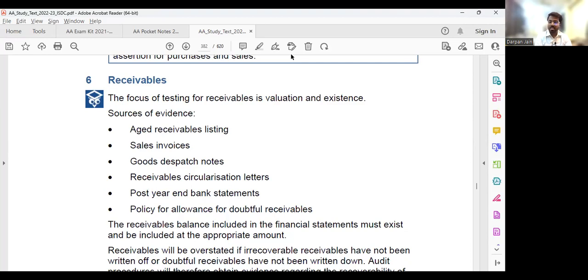Next, post year-end bank statements for checking the valuation of receivables, as to whether the value of receivables is appropriate or not. What do you do? You check the post year-end bank statement to see what happened after the year-end. Have you received that amount which was pending? If you've received the entire amount, then the value is correct, right? If the company has received the entire amount after the year end, before your audit, that means the value that has been recorded is correct.